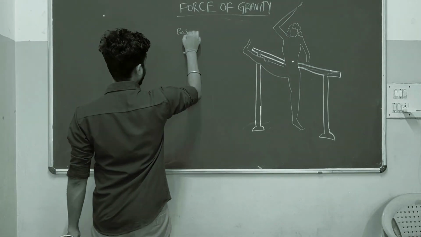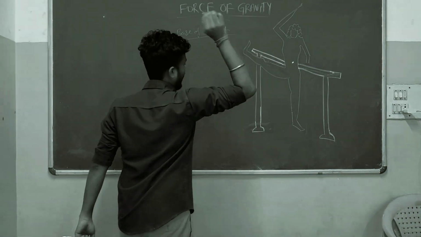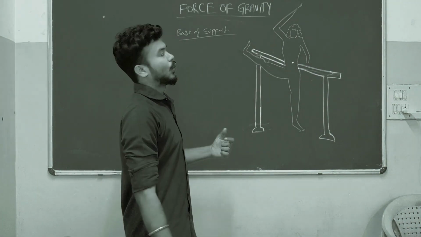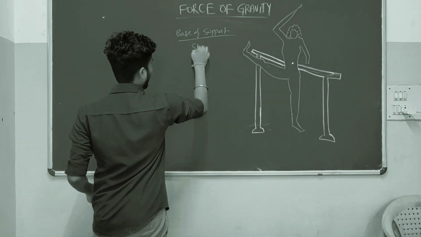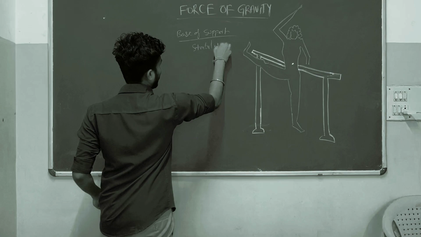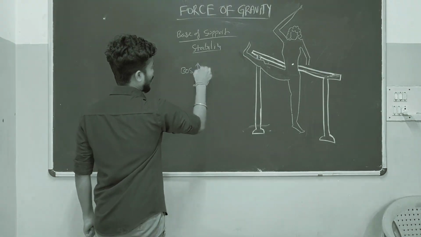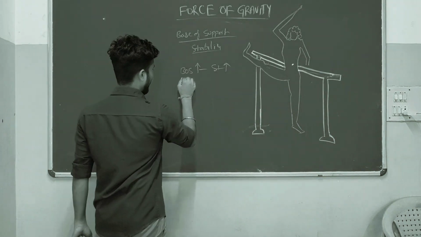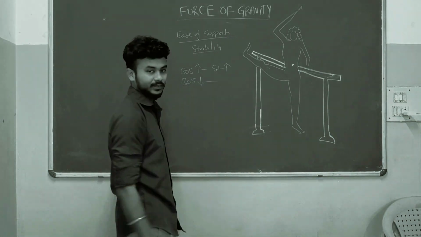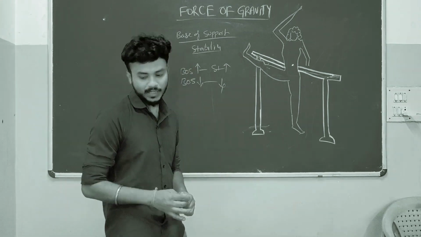Base of support. So, what is the base of support and how is it related to stability? If the base of support is more, stability is also more. If the base of support is less, then stability will be less.